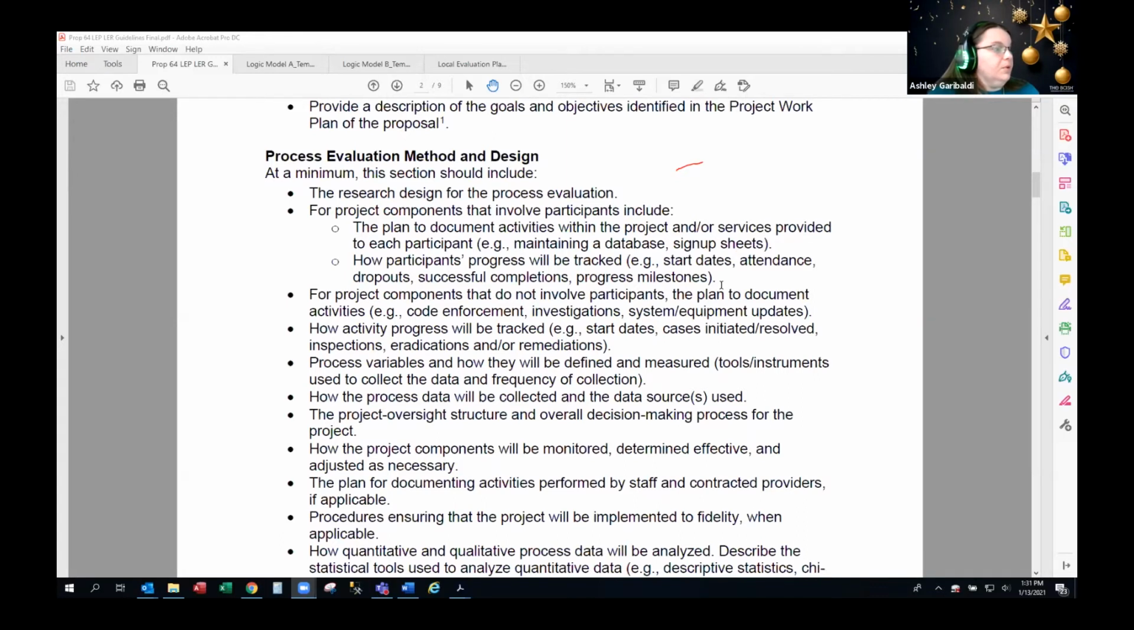Then process variables and how they will be defined and measured. So the tools or instruments used to collect the data and the frequency of collection. If you're using surveys for the public or some of the youth in classrooms or elsewhere, or the way you're contacting vendors or distributors, we'd love to see those tools that you're going to use. Then we'd like to talk about how the process data will be collected using those tools and the actual data sources that you're using.